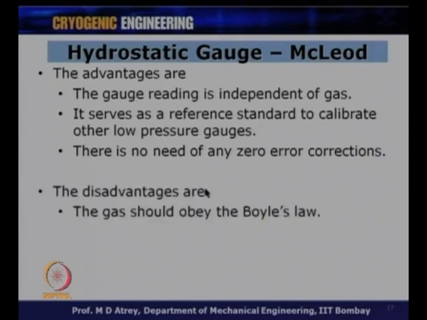The disadvantages are that the gas should obey Boyle's law, as I said, which is important. That means the gas should be an ideal gas, and it does not give a continuous output. Whenever I want to measure, I will move the piston up and down, and therefore I will not get a continuous reading. If the vacuum breaks, I will not know about it, because every time I will have to measure the vacuum whenever I want to. There are some disadvantages of this particular McLeod gauge.